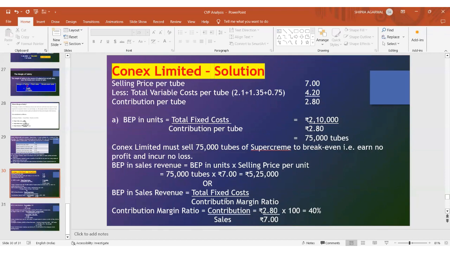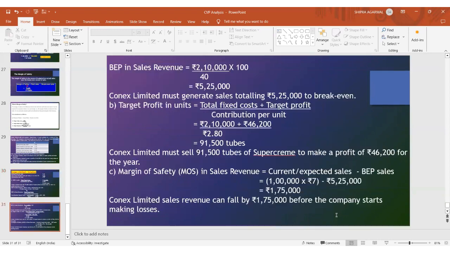Or if I want to calculate it with the help of the formula, then it is total fixed cost upon contribution margin ratio. Right, for that matter, I need the contribution margin ratio. Contribution margin ratio is contribution, that is 2.80 upon sales into 100. So I get it as 40%. So my BEP in sales value will be 2,10,000 upon 40% into 100. So that again gives me the same answer. So either way you can calculate it.